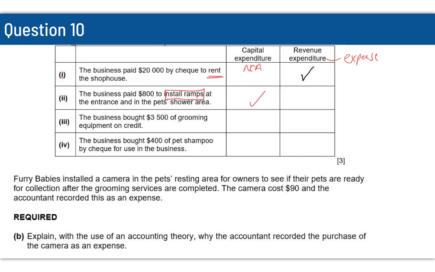The next one, grooming equipment. So this is a capital expenditure. However, things like pet shampoo, you expect to use it within the year, so we call it an expense.